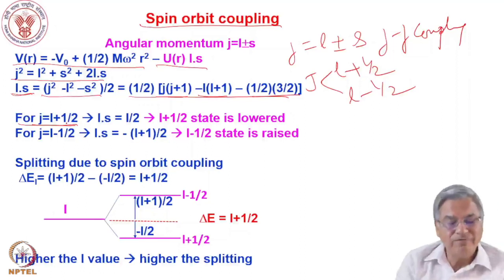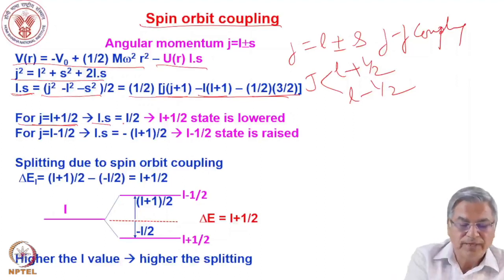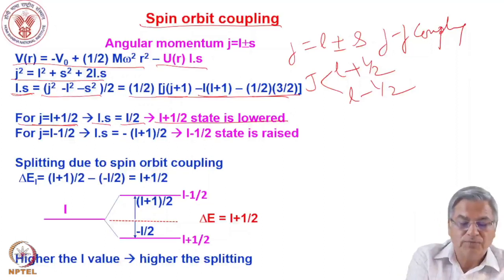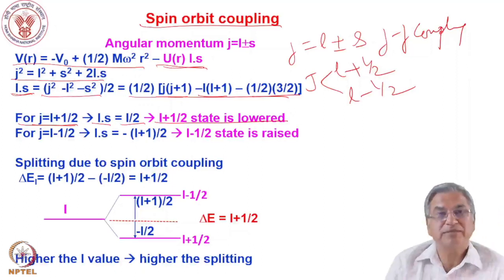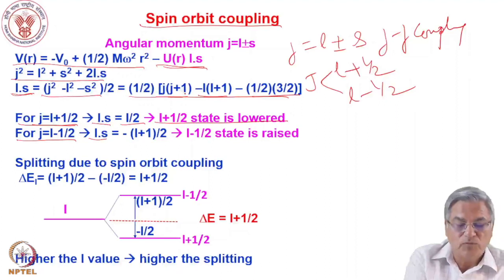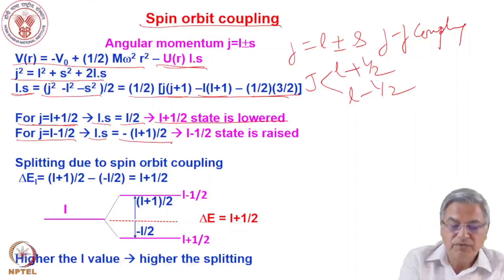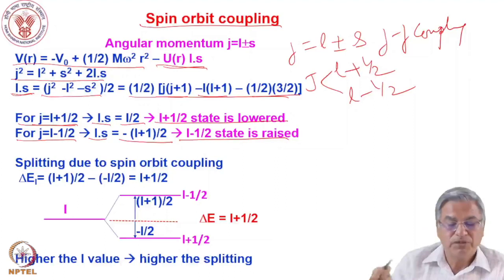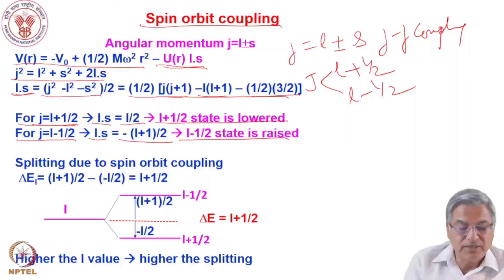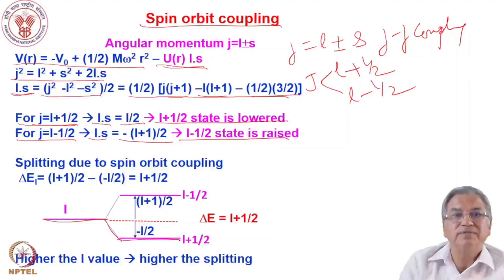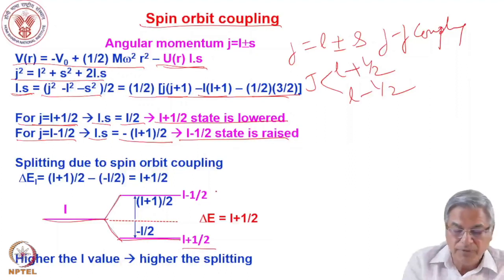When J equals L plus half, you can calculate L dot S by substituting J equal to L plus half, and you get L by 2. If you put L by 2 here, it is a negative term, minus U L dot S. So this is the lower energy state. For J equal to L minus half, you put it in this formula and you get minus (L plus 1) by 2. So the minus minus becomes plus, and the L minus half state is raised, while the L plus half state is lowered. So the net result of spin-orbit coupling is a splitting of the L state, with L plus half being lowered and L minus half being raised.